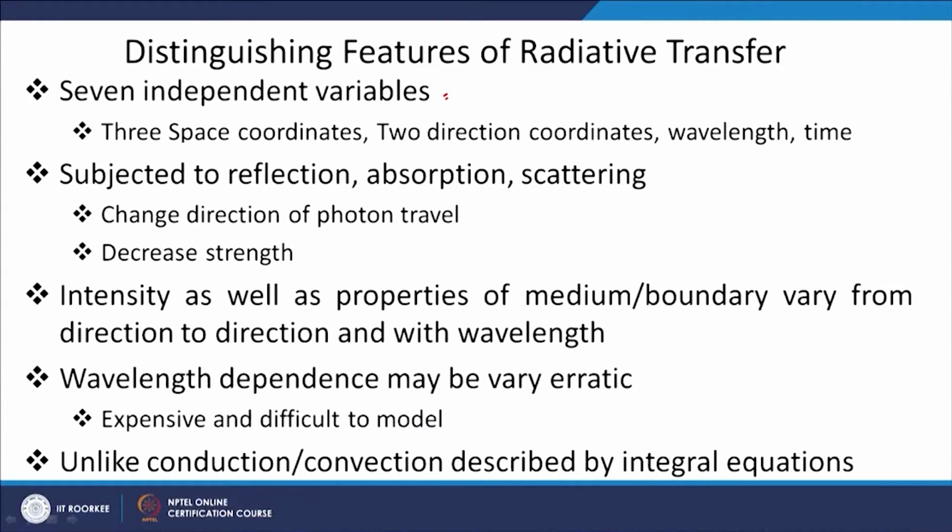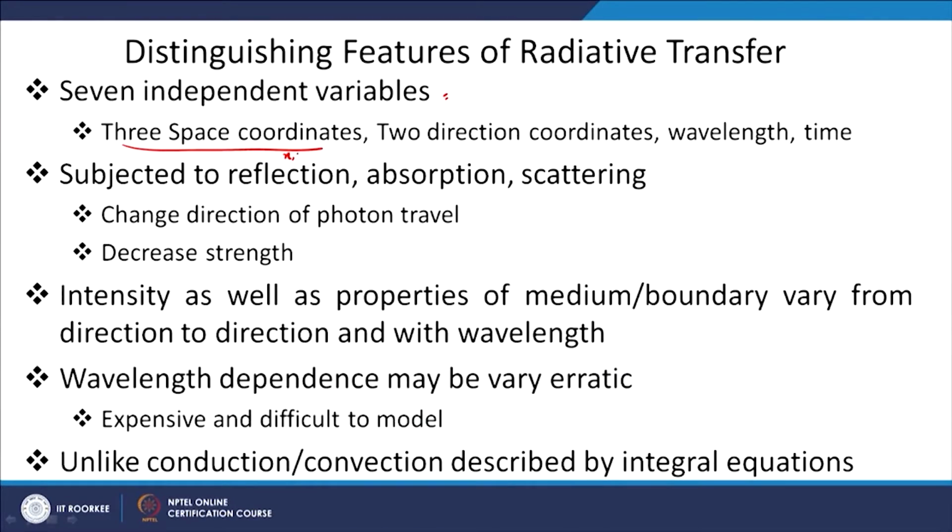So, what are the distinguishing features of radiative heat transfer? Compared to conduction and convection, the problem of radiative heat transfer is going to be very challenging. As we go along this course, we will understand there are many challenges. The first challenge is that the number of independent variables is very large. We have 3 space coordinates, x, y, z, which we normally have in conduction and convection also, but what we do not have in conduction and convection is directional coordinates. As I explained, the intensity of radiation travelling in this direction is going to be different from the intensity travelling in that direction.